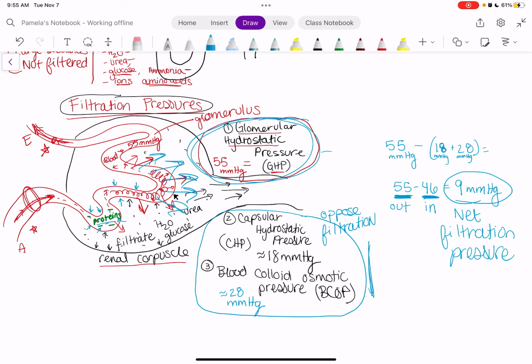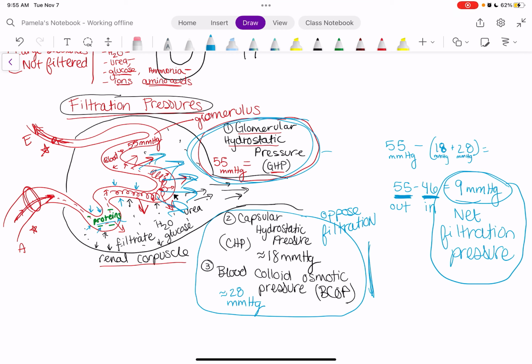Now, this is important because we have to be filtering our blood all the time because we need to get the waste out of it. We need to get the urea out, the ammonia out. So this has to be consistent in our body. We always have to have that net filtration pressure of around 9 or 10 millimeters of mercury.